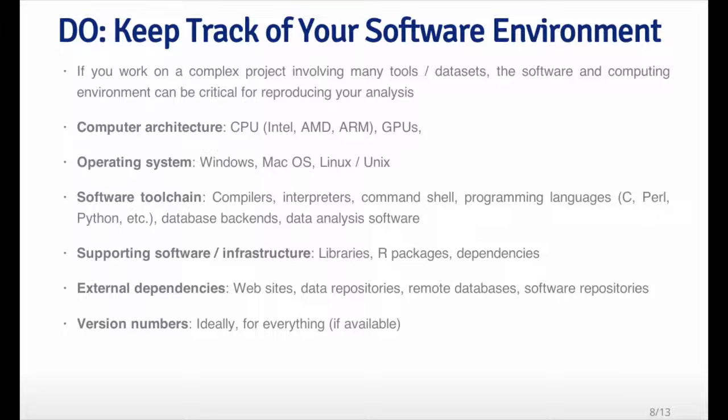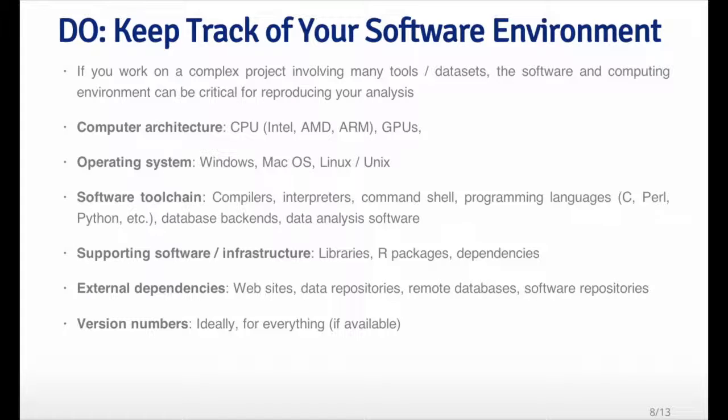Your software toolchain is very important, and typically you'll be using lots of different pieces of software. Some of it will be standard. For example, the web browser. Pretty much everyone will have a web browser. But things like compilers and interpreters, the shell that you're using, maybe the bash shell, different programming languages that you use, C, Perl, Python, R, whatever it is. If you're using different database backends, it's important to know which ones you're using, any data analysis software.